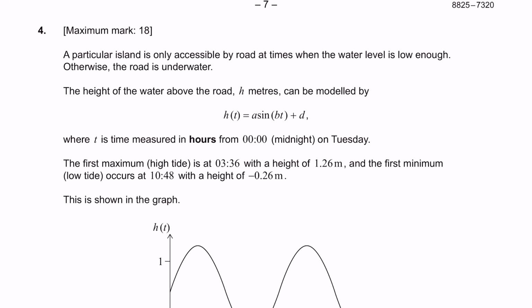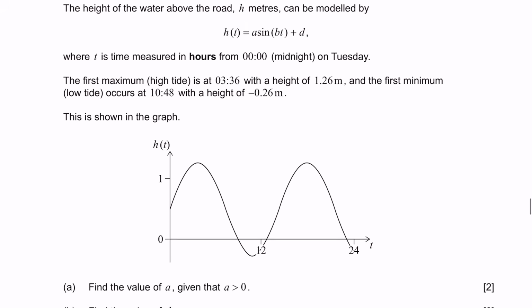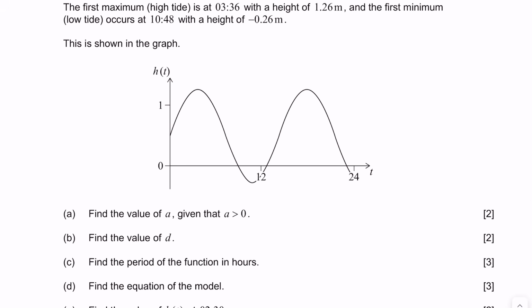Question 4. A particular island is only accessible by road at times when the water level is low enough. Otherwise, the road is underwater. The height of the water above the road, h meters, can be modeled by h of t equals a sine bt plus d, where t is the time measured in hours from midnight on Tuesday. The first maximum high tide is at 3:36 with a height of 1.26 meters, and the first minimum, the low tide, occurs at 10:48 with a height of negative 0.26 meters. This is shown on the graph. Okay. Part A asks us to find the value of a, given that a is greater than 0.